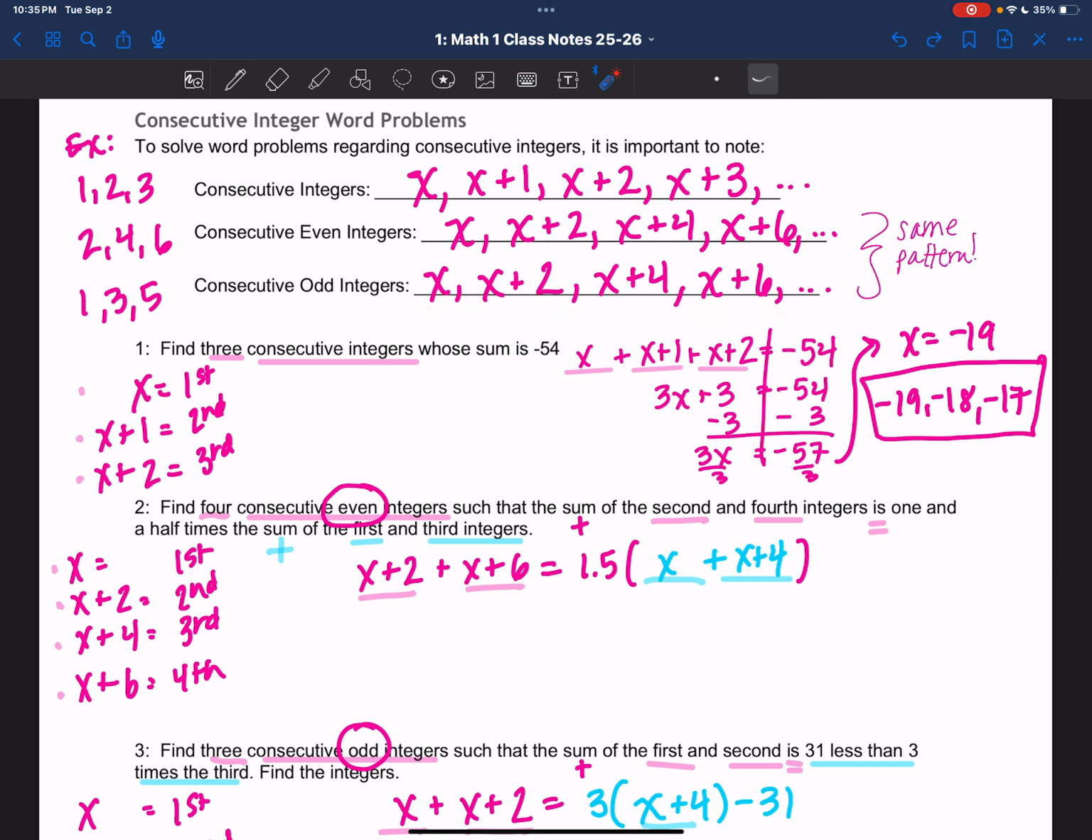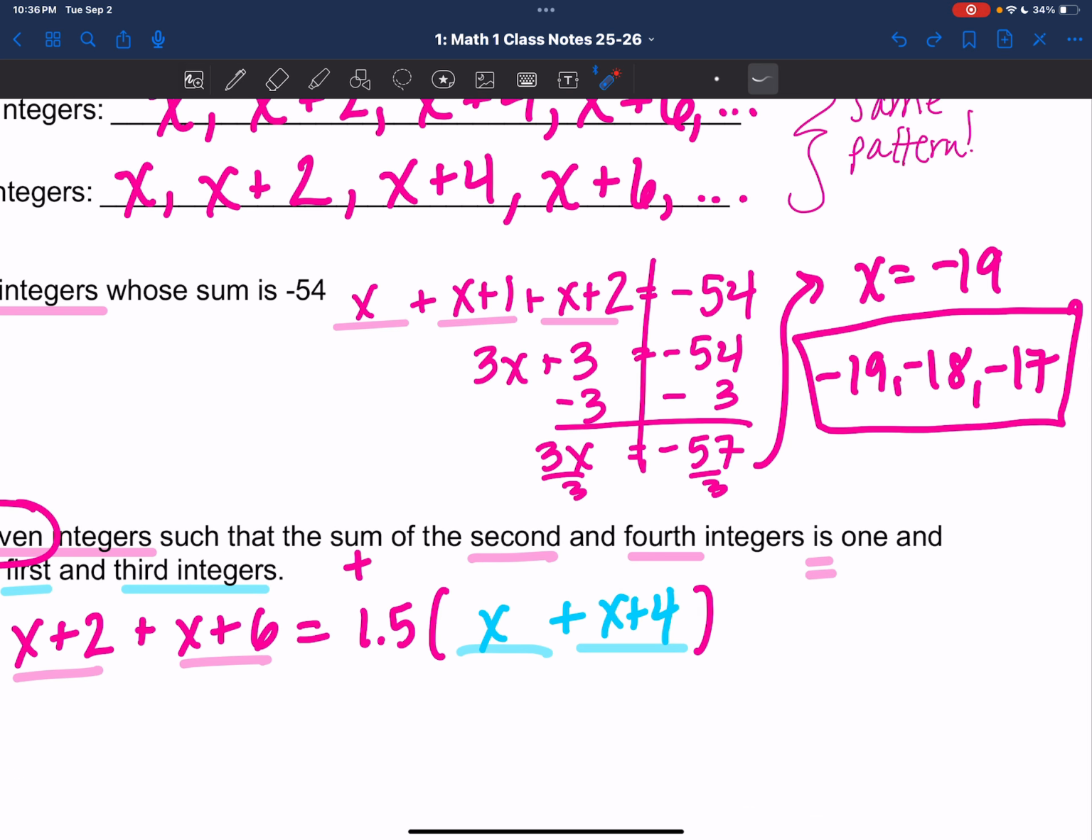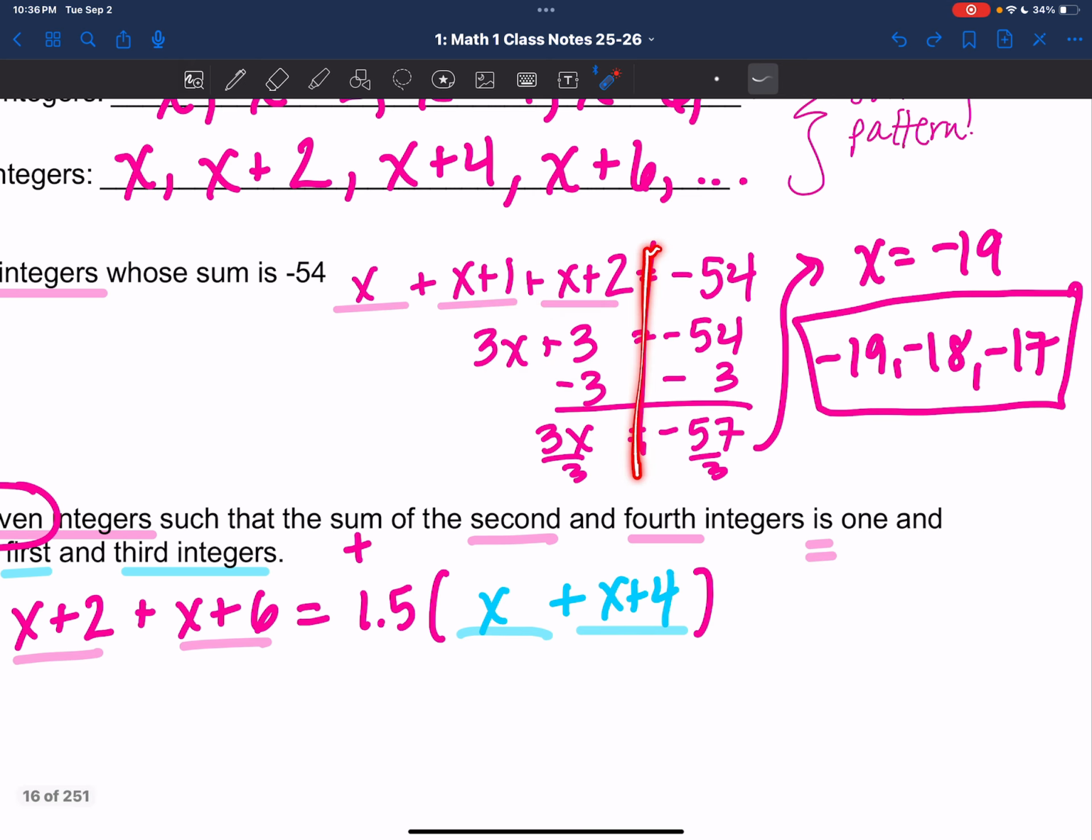All right. So first, let's get started here. We've got 3 consecutive integers. So we're going to look at this pattern. And the sum is negative 54. So what I like to do is if I have 3 of them, I know I've got 1, 2, 3 spots. And it's consecutive. So my first number is x. Second number, you're just going to add 1 to it. Third number, you're going to go x plus 2. So I'm adding all those together and equal to negative 54. Now that you got that, you can go ahead, combine, you'll get 3x plus 3, and now we can solve.